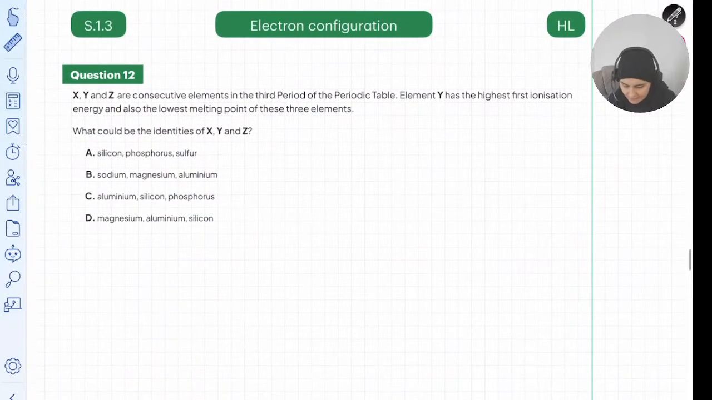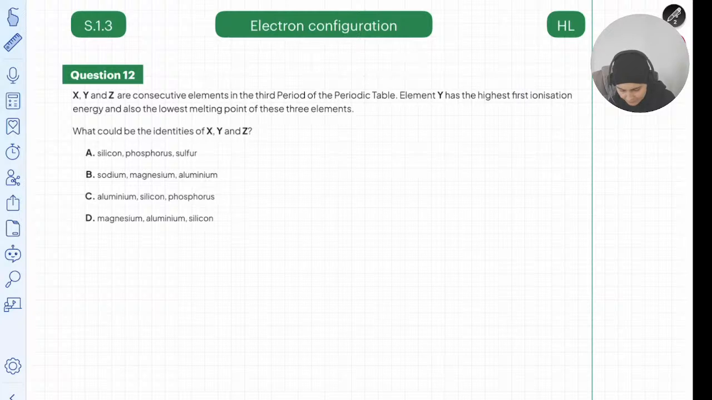Next. Right. X, Y, and Z are consecutive elements in the third period of the periodic table. Element Y has the highest first ionization energy and also the lowest melting point. They are consecutive, so they go one after another. Y has the highest first ionization and lowest melting point.